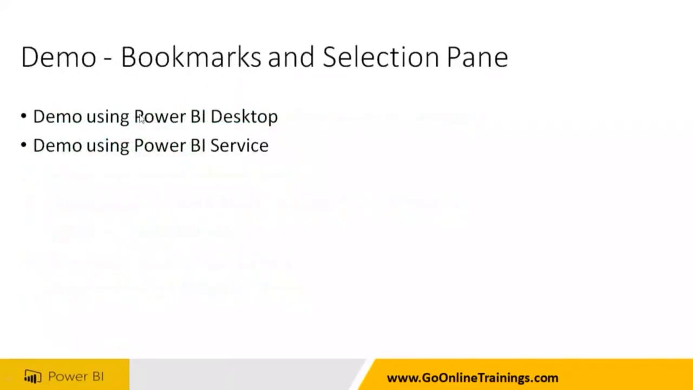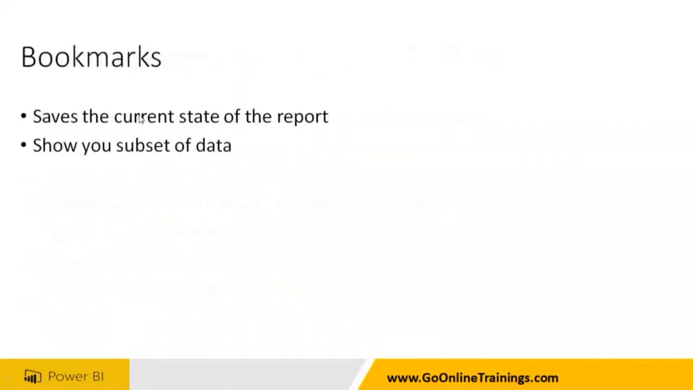Bookmarks save the current state of the report and show you the subset of data. In this bookmark, I can create a bookmark called India, and I'll create a bookmark called America. When you click on America, the America visualizations or America food will be shown. When you click on India, India food will be shown. That is the current state of the food.